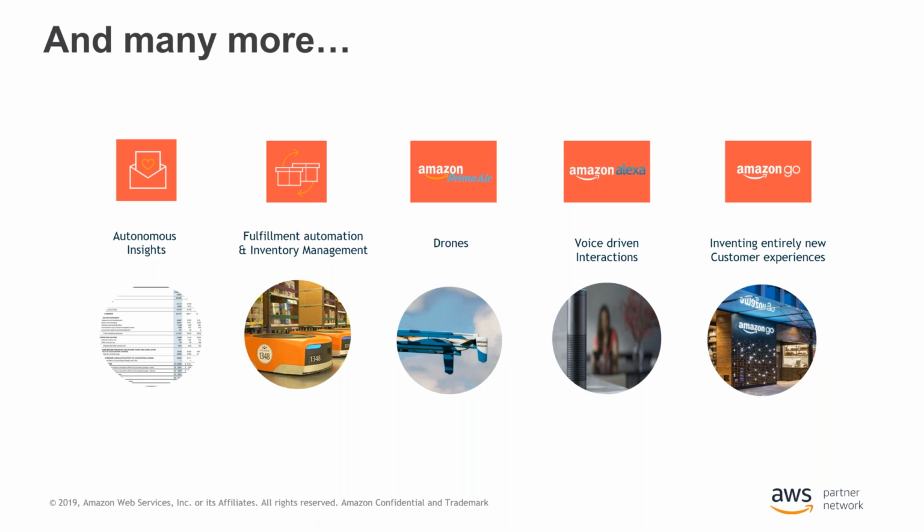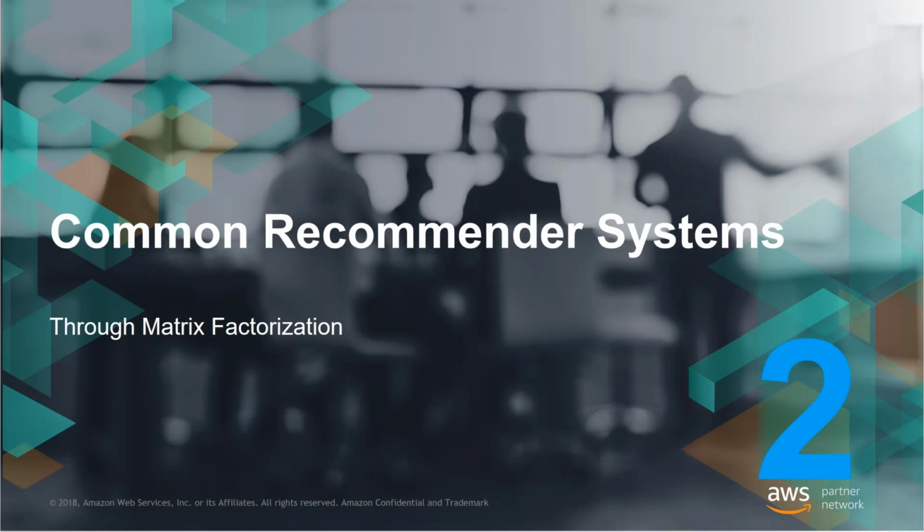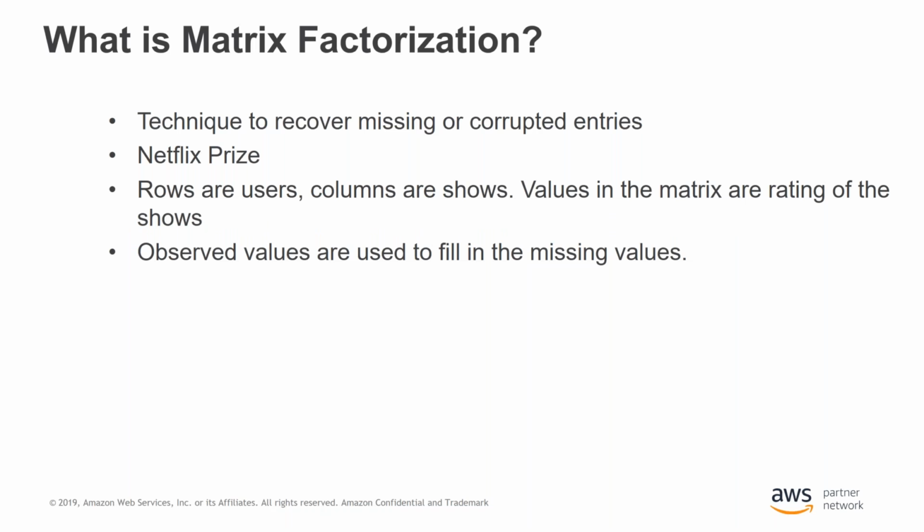Of course, Amazon uses machine learning in many other areas, including automation and drones, so all these various experiences. All right, so now let's get into the meat, which is common recommender systems using matrix factorization. Matrix factorization is a technique to recover, or to really reduce the dimensionality of a problem set to create factors. It's famous for winning the Netflix prize.